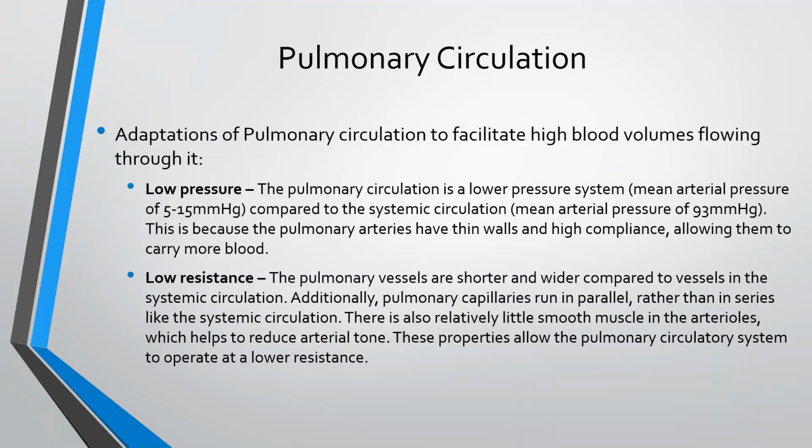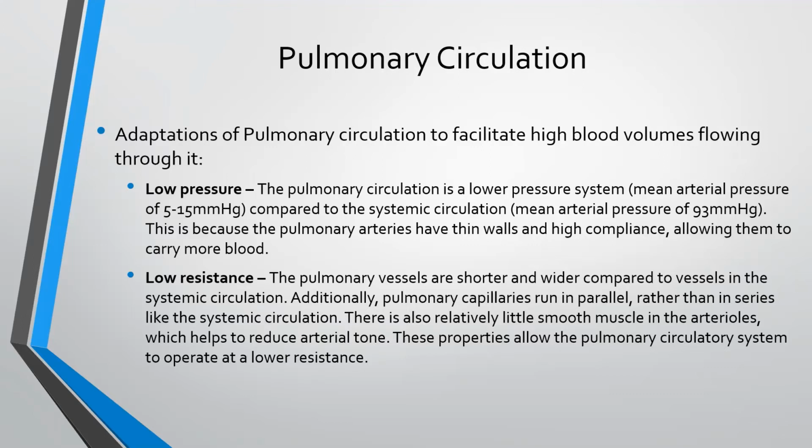So there are a few adaptations specific to the pulmonary circulation, which facilitate the high blood volumes that flow through it. There is a low pressure in the pulmonary circulation relative to the systemic circulation. The mean arterial pressure is around 5 to 15 millimeters of mercury compared to the systemic circulation, which is around 93 millimeters of mercury. This is because the pulmonary arteries have thinner walls and they have higher compliance, allowing them to carry more blood.